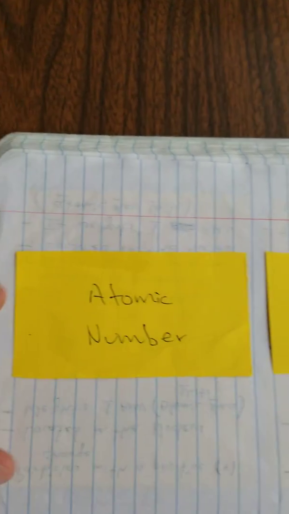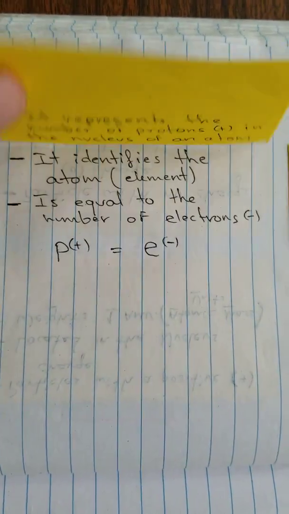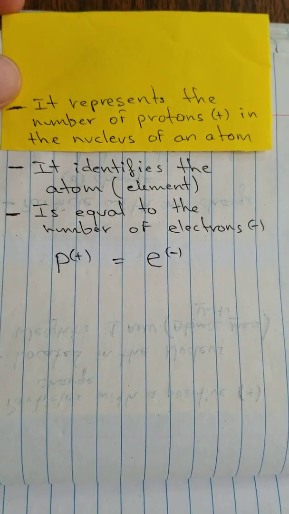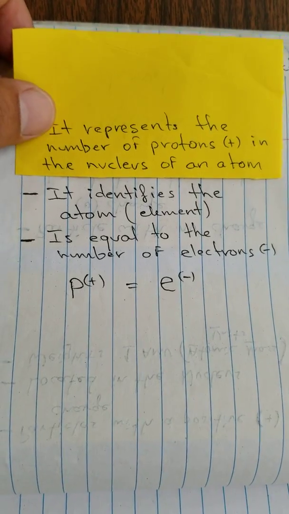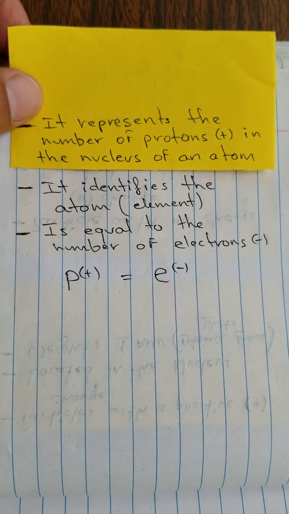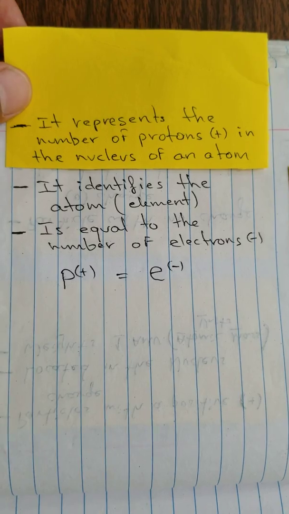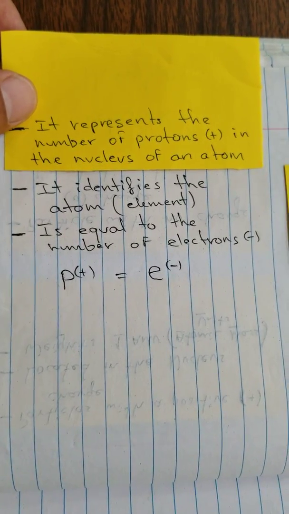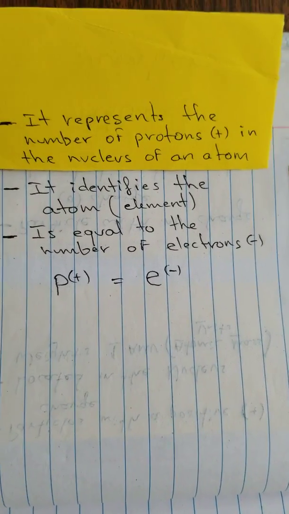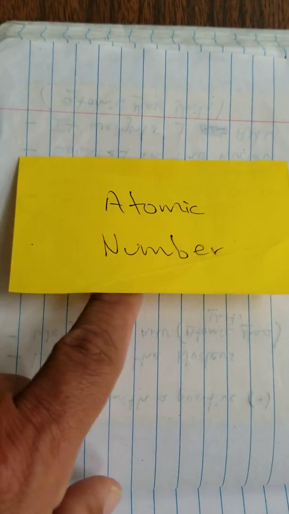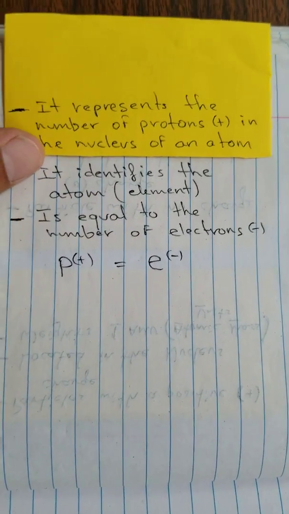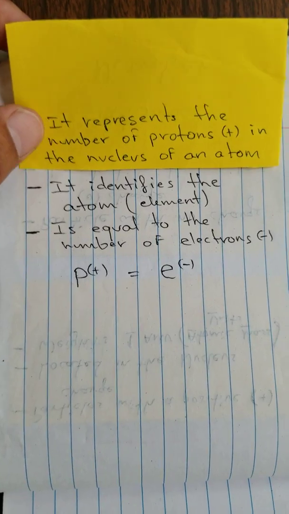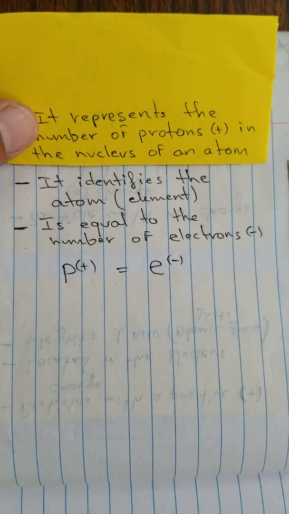Okay, the last two is the atomic number. And the atomic number represents the number of protons in the nucleus of the atom, all right? So just keep that in mind. The atomic number represents the number of protons of any atom. It identifies the atom or the element, and is equal to the number of electrons. Protons equal electrons, as you can see, in some cases, all right, when we have an electrically neutral type of atom. We'll cover a lot more for that, so for now, just know that.